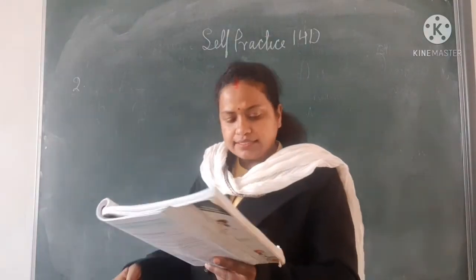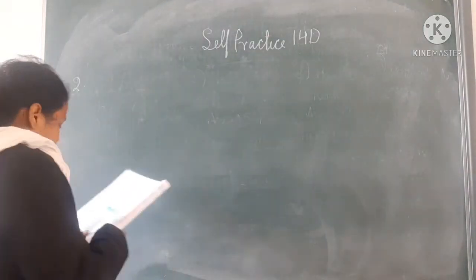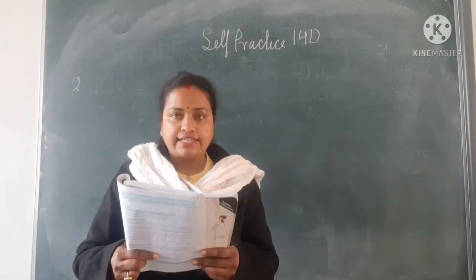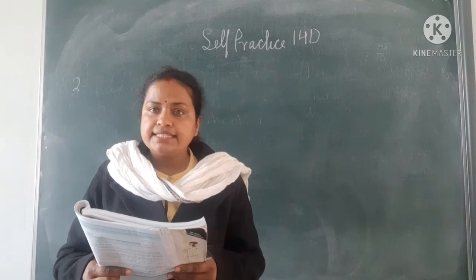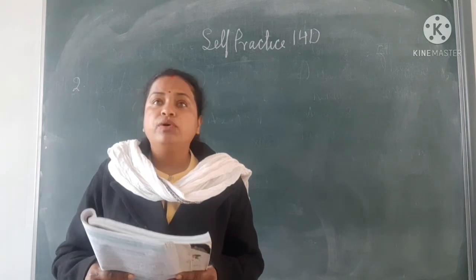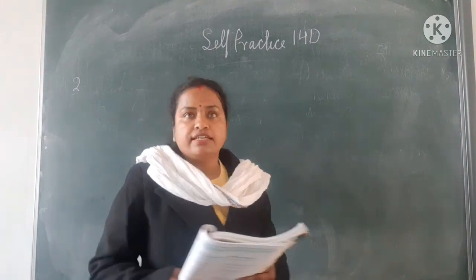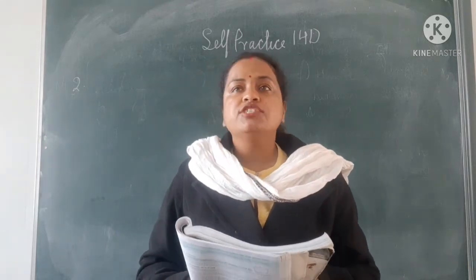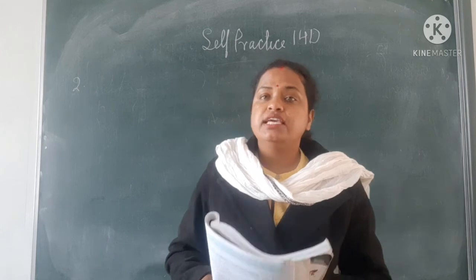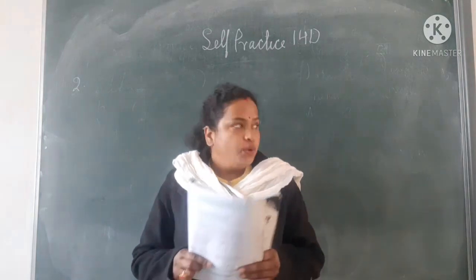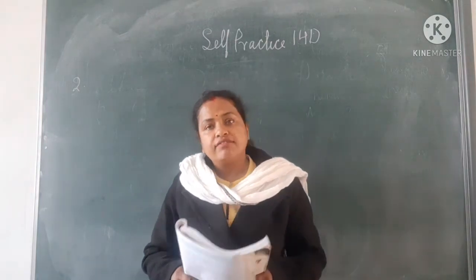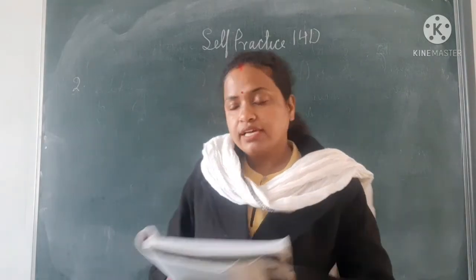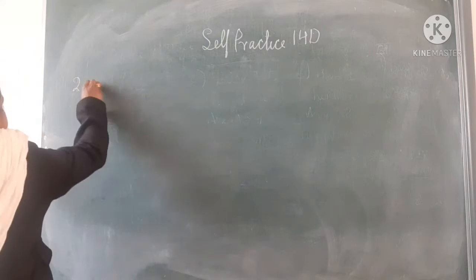Now let's start question number 2. Find in square meter the area of rectangle whose base and altitude are both given in centimeter, but you have to find the area in meter square. So for this what you will do? Firstly you will convert centimeter to meter, and after converting centimeter to meter then you will solve. Okay, now let's see second A part.